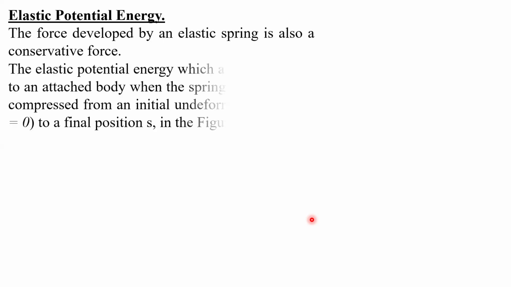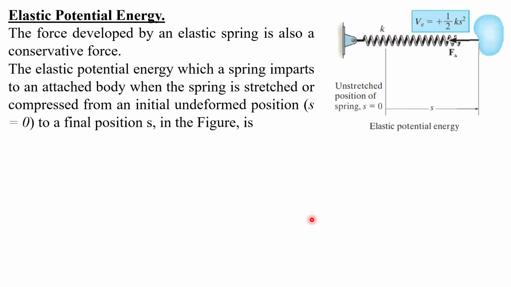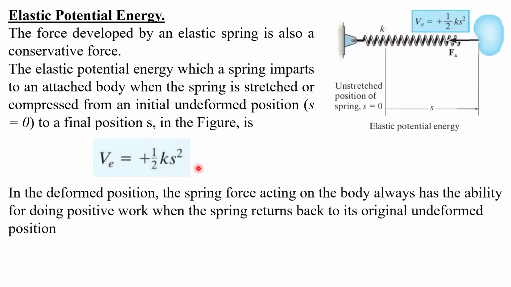Elastic potential energy. The force developed by an elastic spring is also a conservative force. The elastic potential energy, which a spring imparts to an attached body when the spring is stretched or compressed from an initial undeformed position s equal to 0 to a final position s in the figure, is VE, that is the elastic potential energy, is half ks squared. In the deformed position, the spring force acting on the body always has the ability to do positive work when the spring returns back to its original undeformed position.